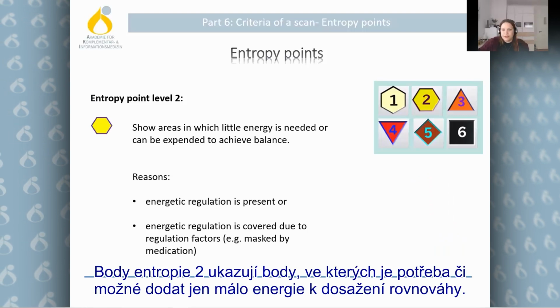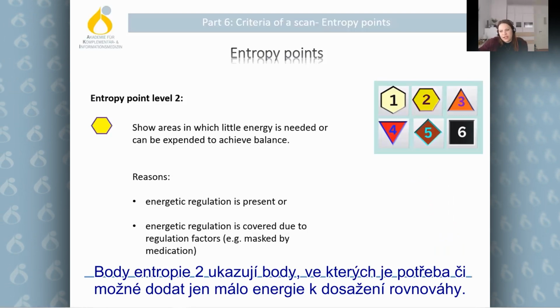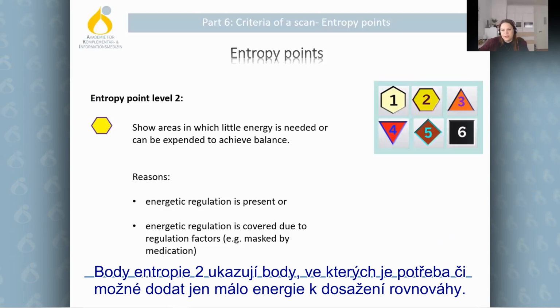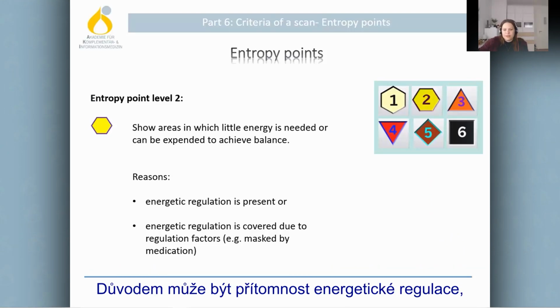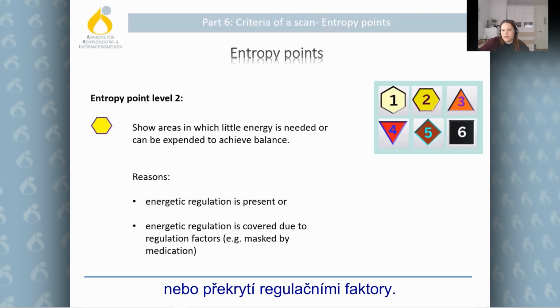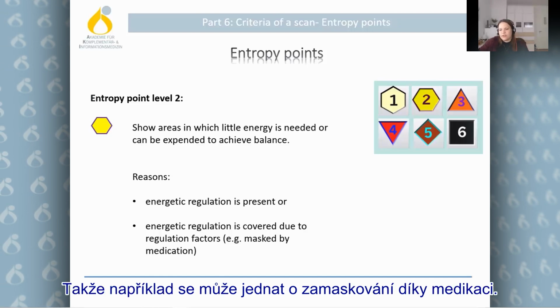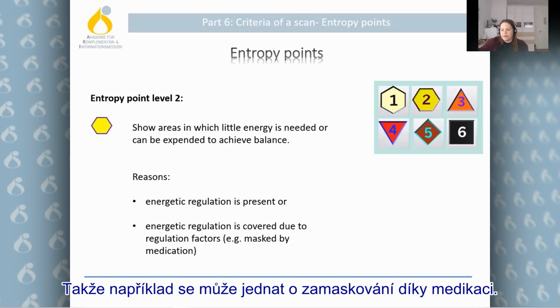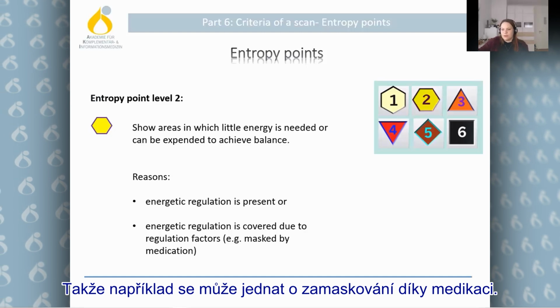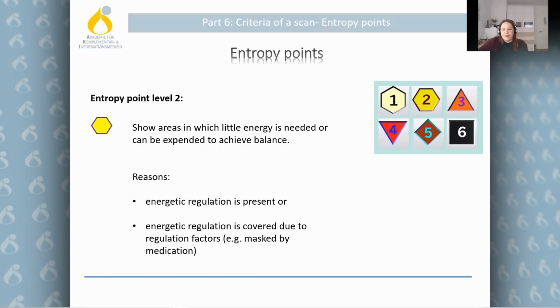Entropy point level 2 shows an area in which little energy is needed or can be expended to achieve balance. Reasons for this can be an energetic regulation that is present or covered due to regulation factors. For example, you have a masked energy level because of medications.